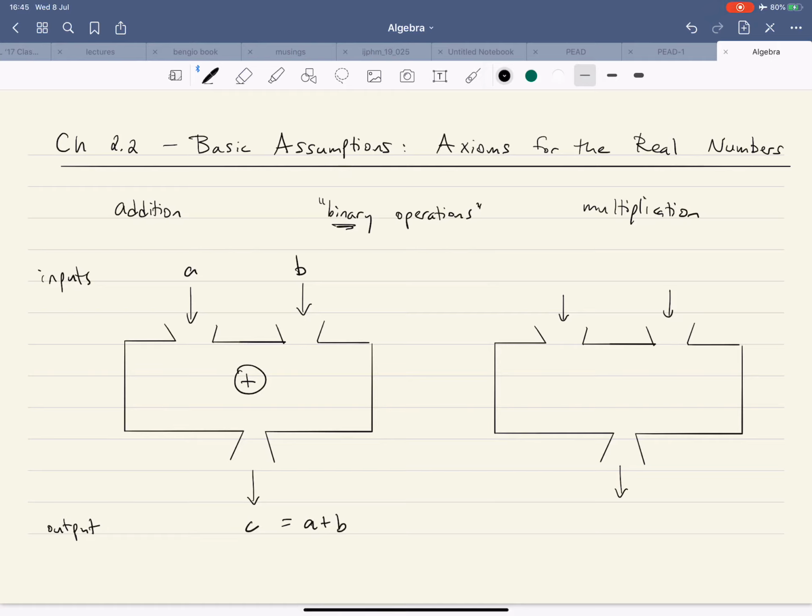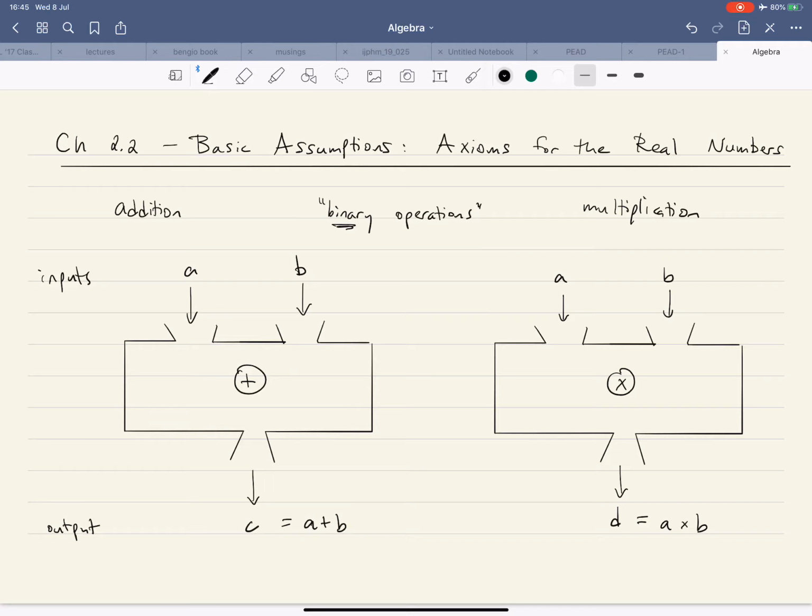For multiplication, it's very similar. I have A and B as inputs. Now I have D as my output. The operation I'm doing is times, and D is equal to A times B. So there's nothing new here. It's just a different way of thinking about addition and multiplication as adding and multiplying machines that take two inputs and spit out an output.